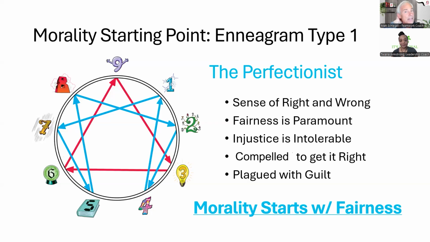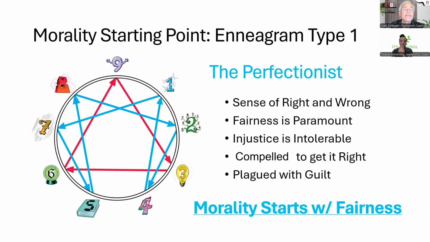And the dynamic for type 1, sometimes the personality is called the perfectionist, but they are keenly aware of fairness. Fairness really drives the one, and they see when things aren't fair, and then they say, hey, that's not right. It shouldn't be like that. It should be like this. Right. And I think that's really the starting point of morality.